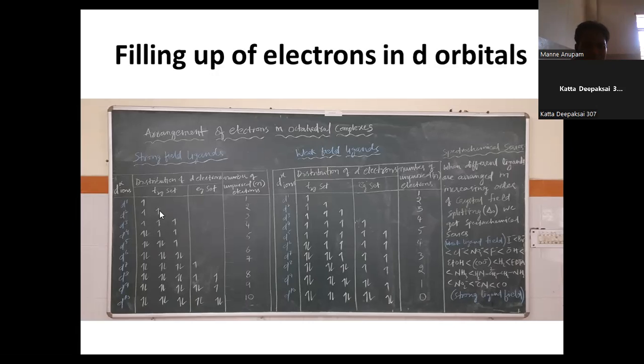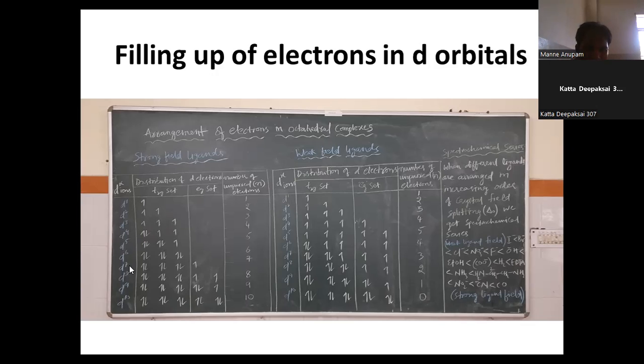Here, one electron, second electron, third electron, fourth electron: it cannot go to the EG set because the EG set is very far, so it will remain in T2G. So D1 has 1 electron, D2 has 2 electrons, D3 has 3 electrons, and the D4 electron will not go to the EG set, it will go to T2G. The fifth electron will not go to EG, it will remain in T2G. The sixth electron will remain here only.